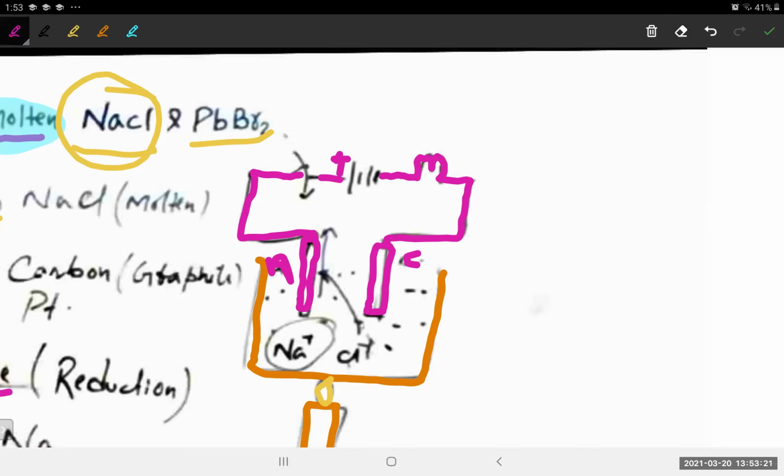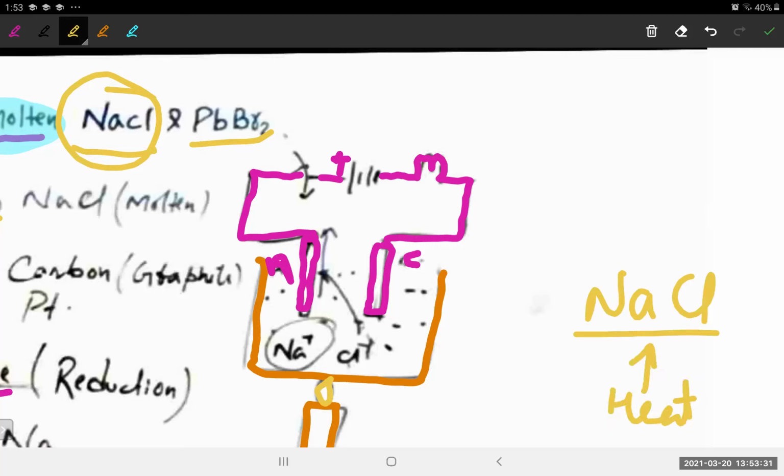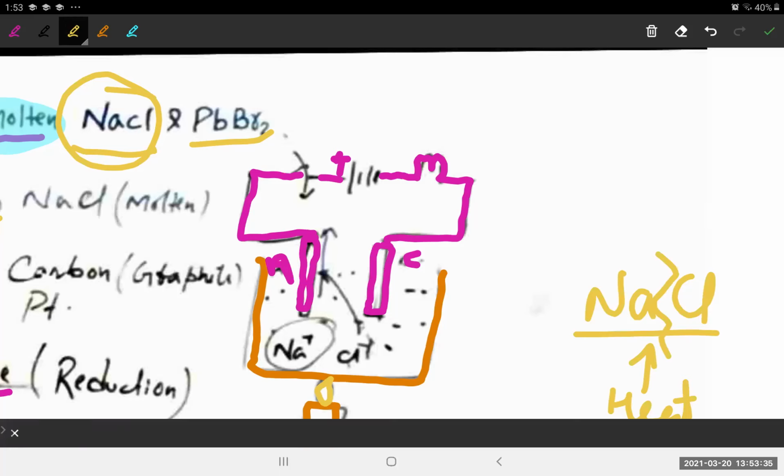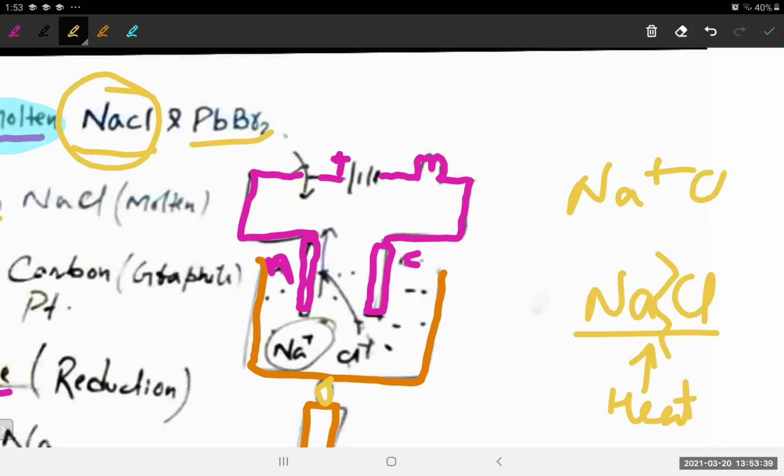Let's start with it. So what will happen? We have taken molten NaCl. I've told you all that when we heat NaCl, the bond between them starts to break down, and then they decompose into Na+ and Cl-, and that's what is inside this.